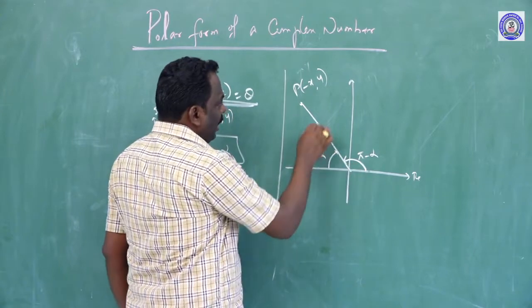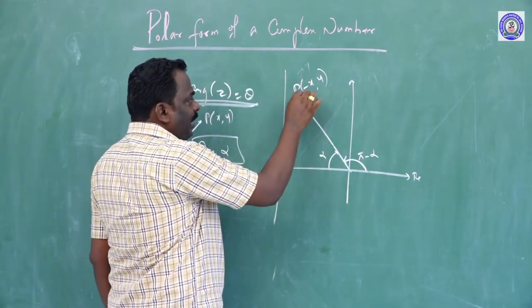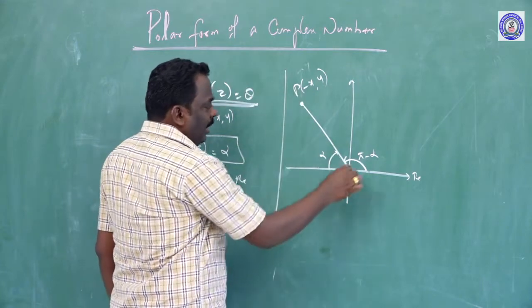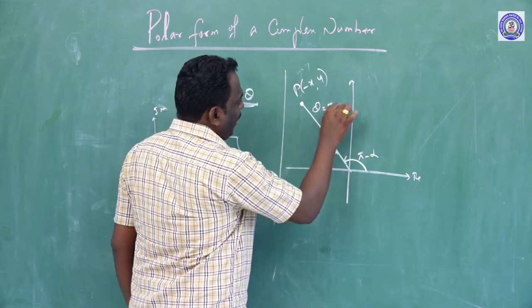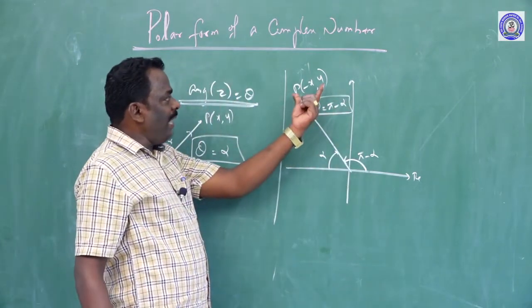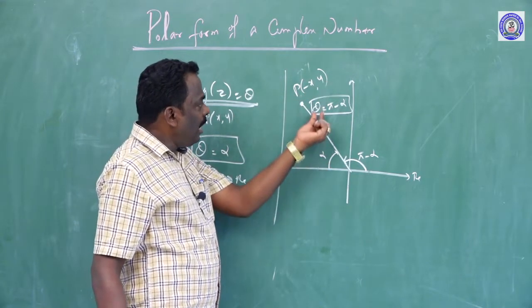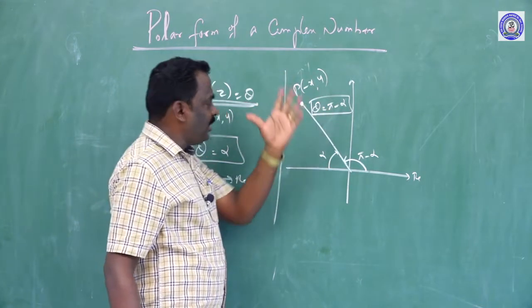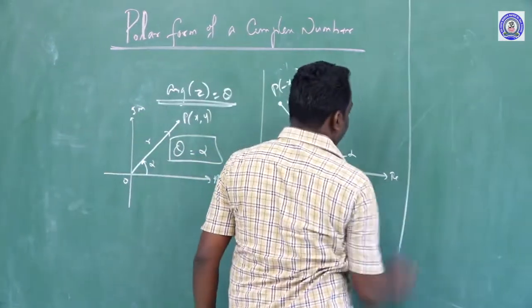Therefore, P, a point that is a complex number, lies in the second quadrant. Then theta equals pi minus alpha. So for a complex number lying in the second quadrant, theta is of the form pi minus alpha. And then we come to the third quadrant.